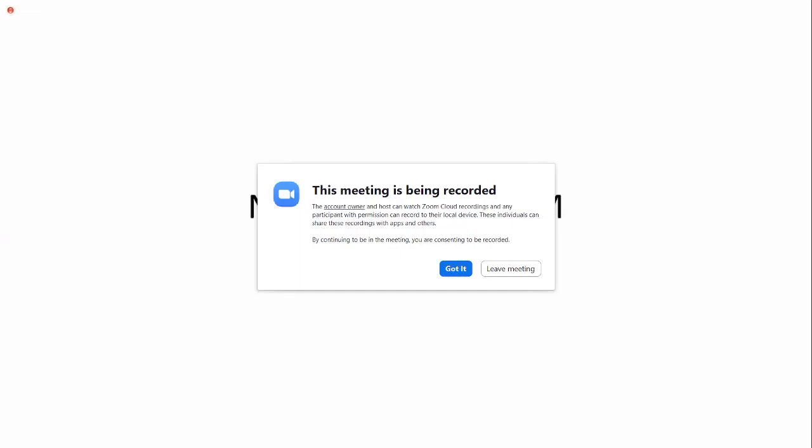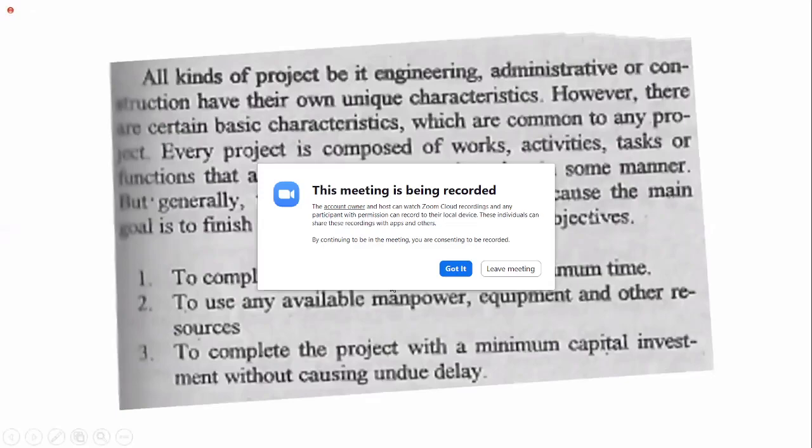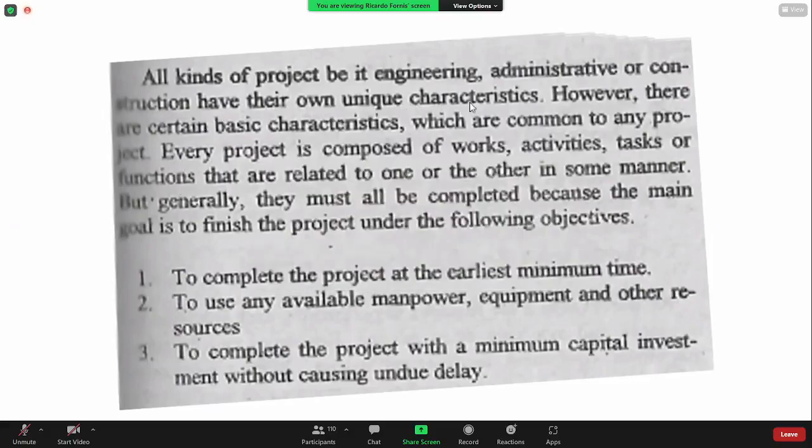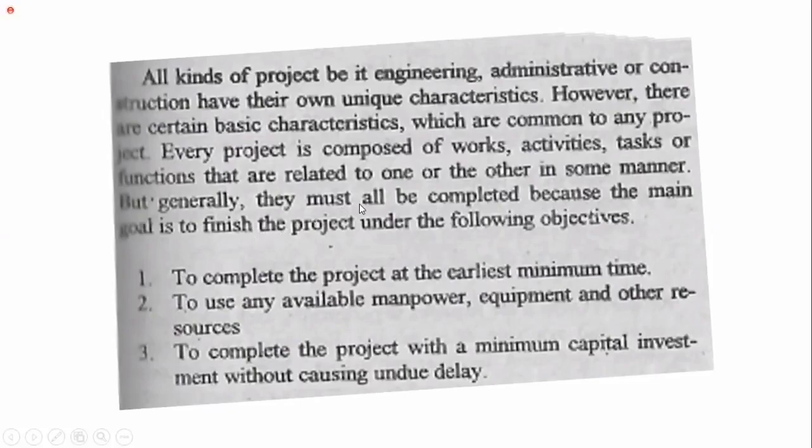Recording in progress. Okay, network diagram. So all kinds of projects, be it engineering, etc., have their own unique characteristics. Generally they must all be completed because the main goal is to finish the project under the following objectives. First is to complete the project at the earliest minimum time.